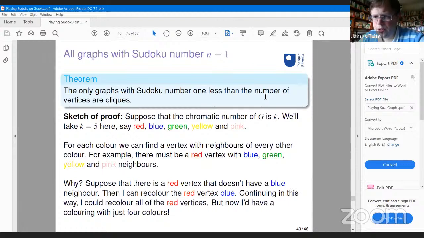Why? Well, if there's a red vertex which doesn't have neighbors of all the different colors, I could recolor it with one of those colors. And if I just carry on doing that to all of the vertices, then I'd end up with a coloring that doesn't have any red vertices at all. But since I'm assuming here that we need 5 colors, that's obviously going to be impossible. So we're going to hit an obstruction at some point.